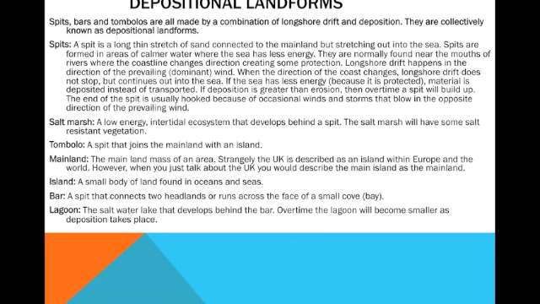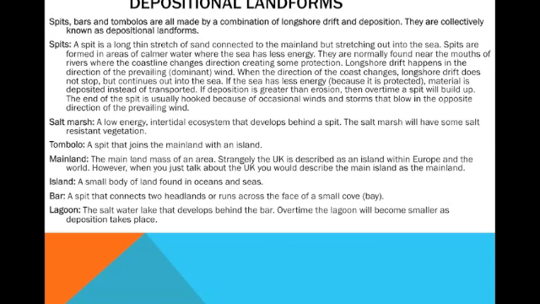So, depositional landforms. Spits, bars, and tombolos are all made by a combination of longshore drift and deposition. They are collectively known as depositional landforms. So, a spit. What's a spit? Well, a spit is a long, thin stretch of sand, connected to the mainland, but stretching out into sea. Spits are formed in areas of calmer water, where the sea has less energy.